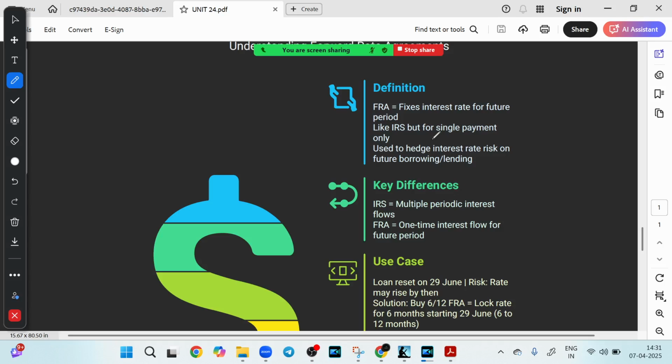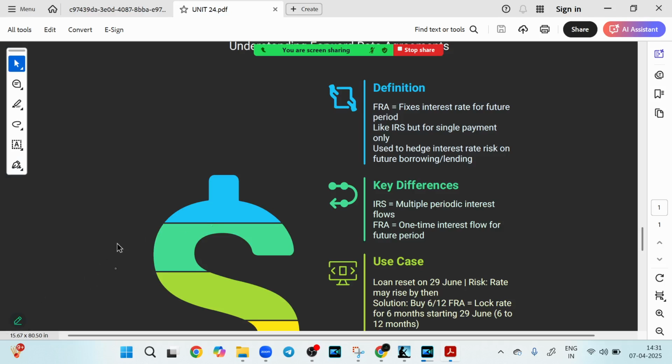It's just like an IRS but for a single payment, right? Not a series. So it is mostly used to hedge interest rate on future deals, right? The key difference between FRA and IRS is quite simple: IRS is an ongoing periodic interest flow, but in the case of FRA, it is just one time interest payment in the future. It is simple, direct and to the point.